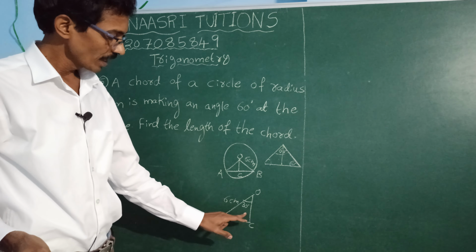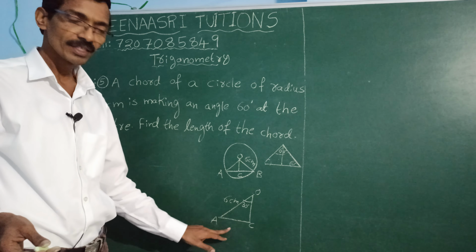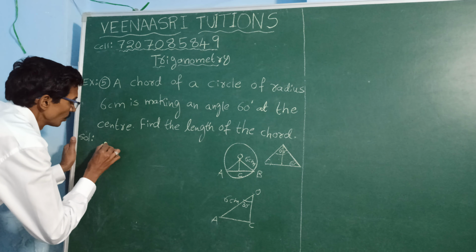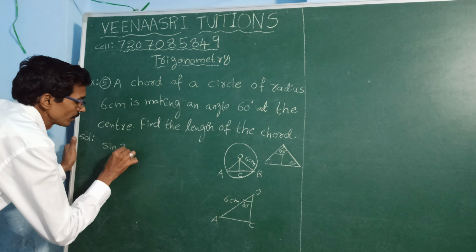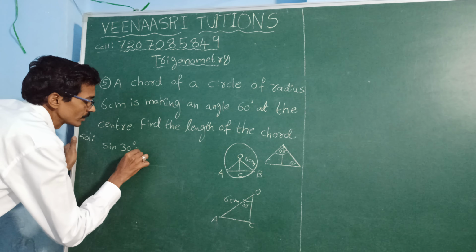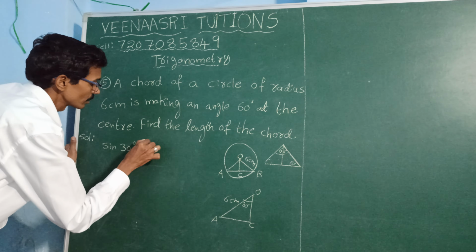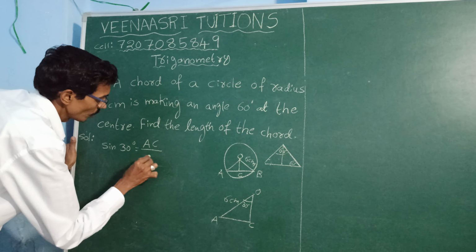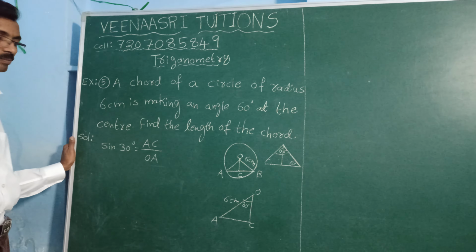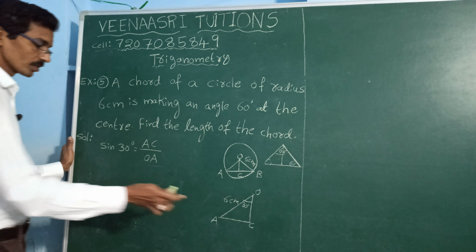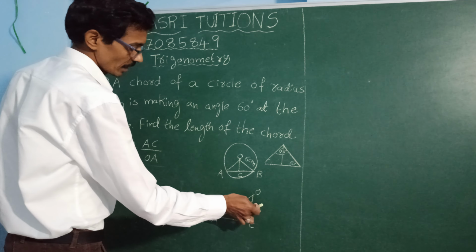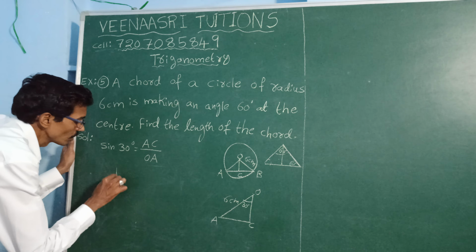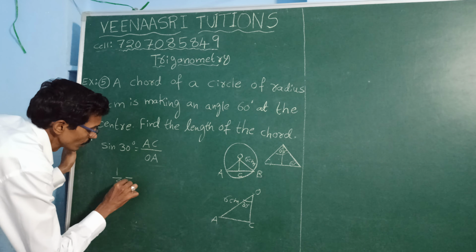Now, sin 30 is equal to opposite side AC over hypotenuse OA. So sin 30 degrees is equal to opposite side AC by hypotenuse OA. Opposite side over hypotenuse, not the adjacent side. Now I am substituting sin 30 degrees is equal to 1 by 2.